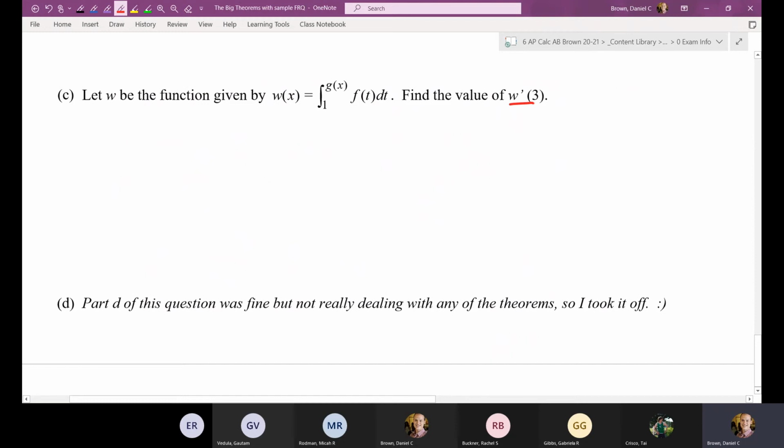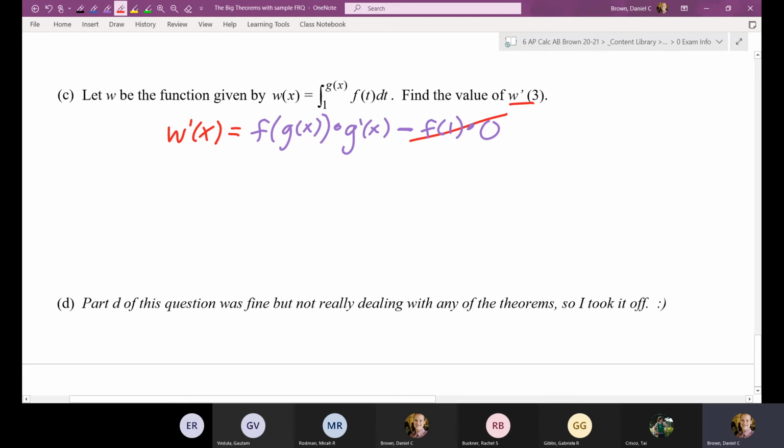So let's find the derivative first. Let's find W prime of x. Is this going to be the common case or the general case? General. We have more than just x at the top. It's g of x. So let's use the formula. Plug in the top times the derivative of what we plugged in, minus plugging in the bottom times the derivative of what we plugged in. What's the derivative of 1? 0. So that part wasn't that important. Times 0, going to go away.